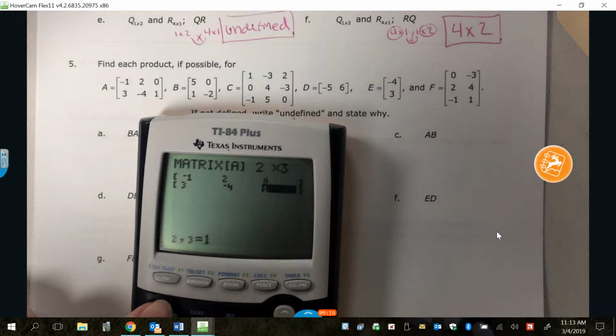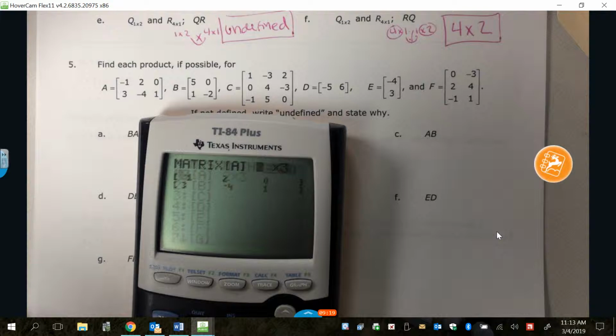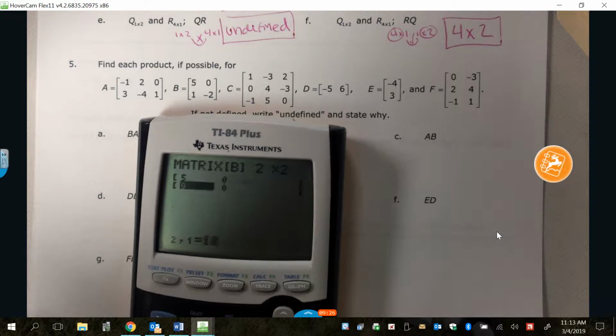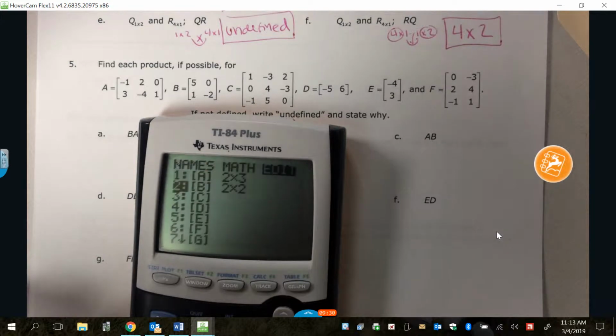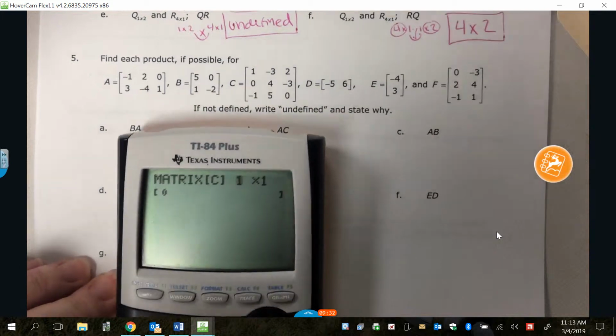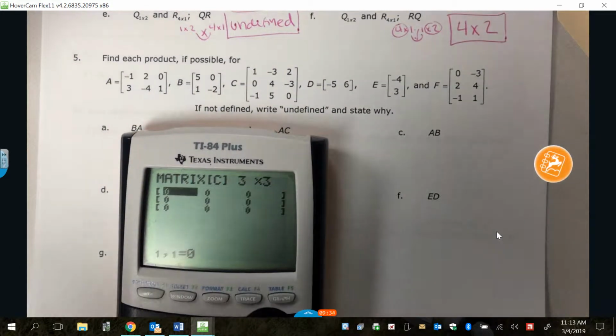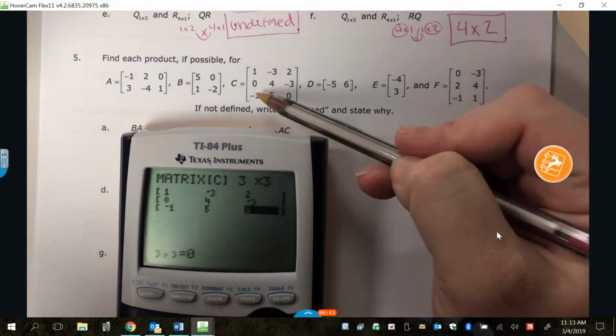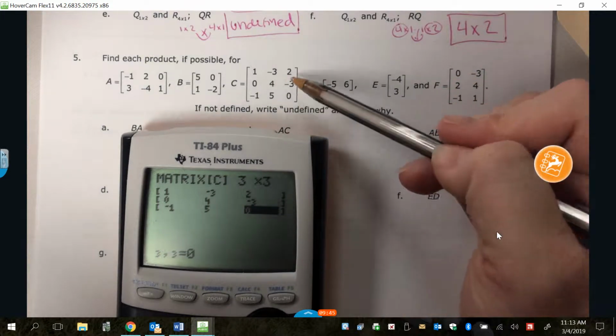Negative 1, 3, 2, negative 4, 0, 1. Oop, I already did A. B is a 2 by 2: 5, 1, 0, 2. C is a 3 by 3: 1, 0, negative 1, negative 3, 4, 5, 2, negative 3, 0.